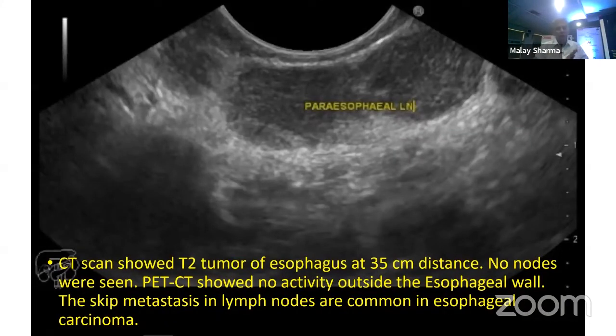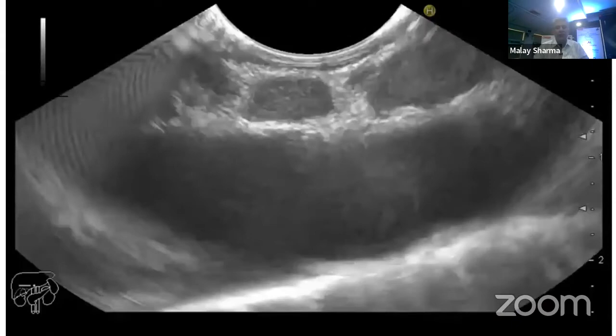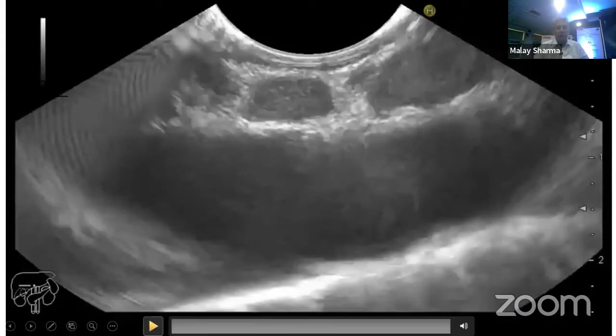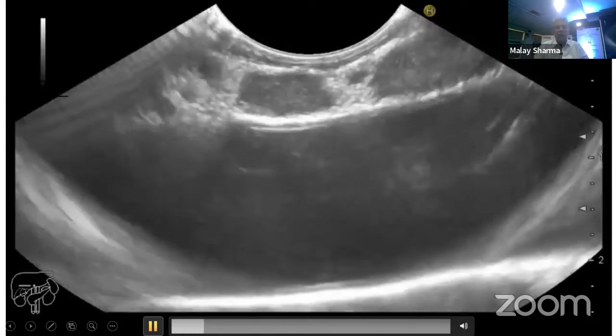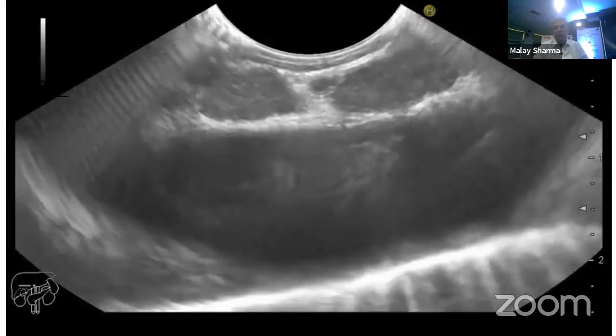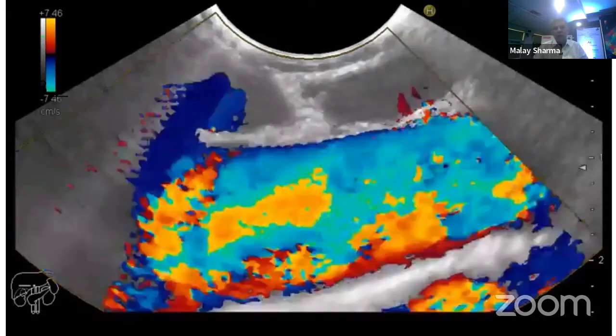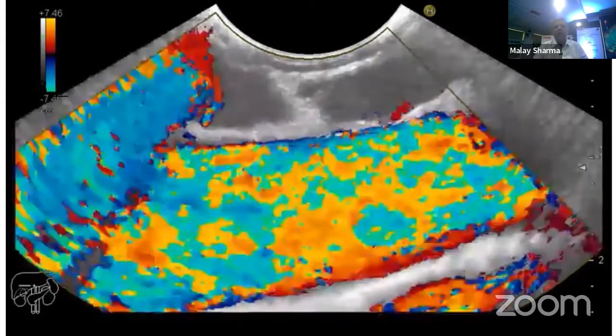This CT scan shows a tumor of the esophagus at 35 centimeter distance. No nodes were seen. PET CT showed no activity outside the esophageal wall. This type of skip metastasis is common in esophageal carcinoma. This is the paraesophageal lymph node near the aorta due to skip metastasis.